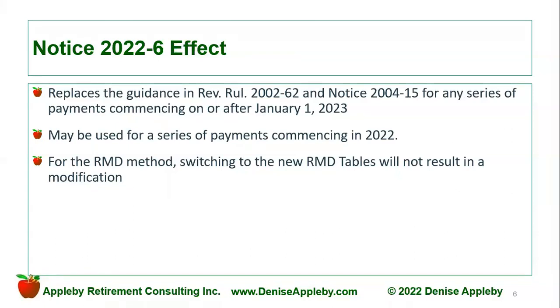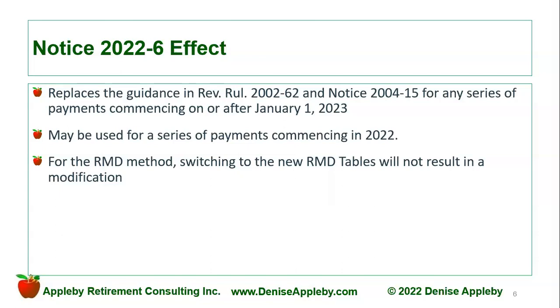Now, one of the questions that comes up is, now that we have Notice 2022-6, what does it mean for previous guidance like Revenue Ruling 2002-62? Well, Notice 2022-6 overrides that. So now you can take Revenue Ruling 2002-62 and pretty much put that to the side unless you have clients who started 72T programs before now, because those are still governed by Revenue Ruling 2002-62.